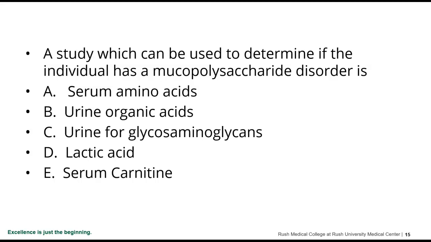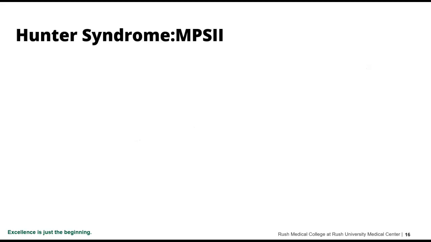Anyway, a study which can be used to determine if an individual has a mucopolysaccharide disorder is: serum amino acids, urine organic acid, serum glycosaminoglycans, lactic acid, or serum carnitine, and the correct answer is urine for glycosaminoglycans. You're looking for those unmetabolized sugars in the urine.